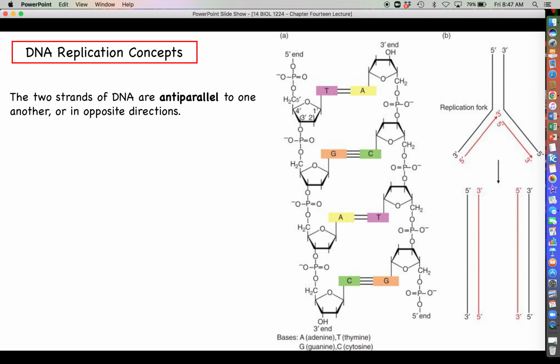So another complicating factor is that if you look here at the two complementary strands of DNA, they are anti-parallel to one another. What that means is that they are moving in opposite directions. This strand here, you can see its 5' phosphate is here, and then its 3' hydroxyl is down here. So 5' to 3', but look at the opposing complementary strand. It runs the opposite direction.